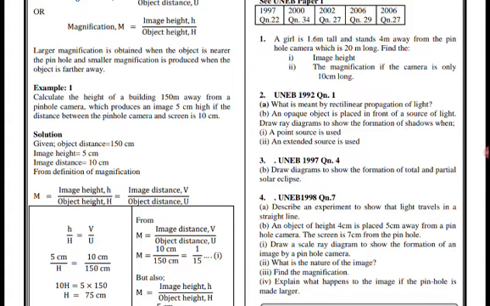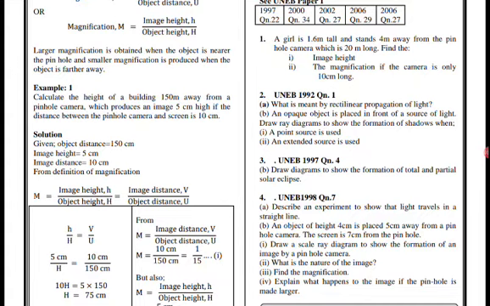For example, calculate the height of a building. In this case, the building is the object. Calculate the height of a building 150 meters away from a pinhole camera, which produces an image 5 centimeters high. So the image, they have given us the height of the image. If the distance between the pinhole camera and the screen is 10 centimeters. Since the image is formed on the screen, the distance between the pinhole camera and the screen becomes the image distance.